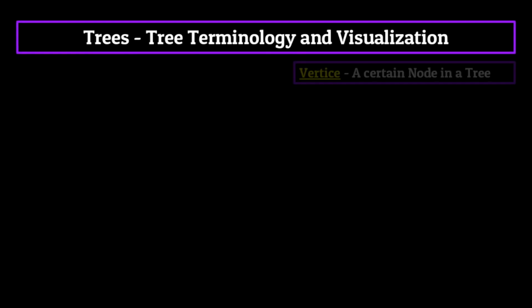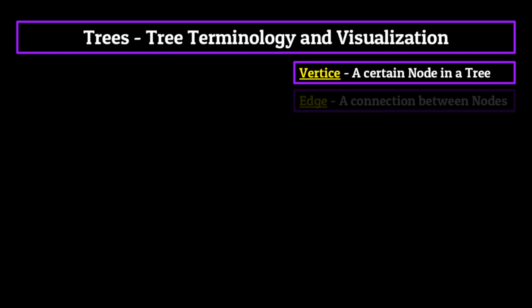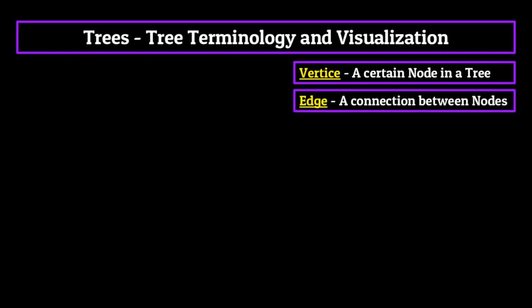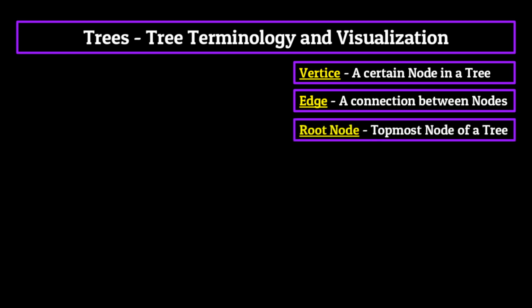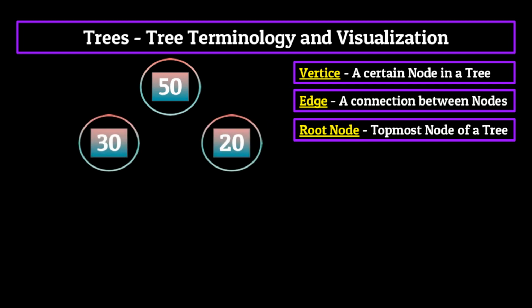Okay, let's start. Let's begin with the things we've already talked about. A vertice is a certain node in a tree, and an edge is a connection between nodes. The first new thing is that every tree starts with what's known as a root node. This is always going to be the topmost node of a tree. Let's add a node with the integer 50 to serve as our root node. Next up, let's connect two vertices to our root node using two edges.